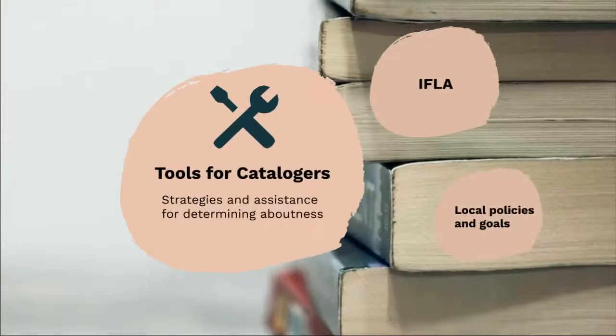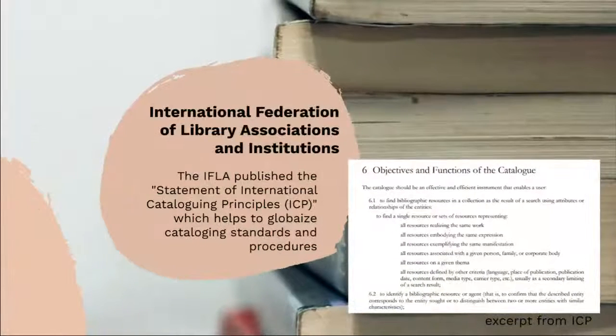Tools. Tools for catalogers. Strategies and assistance for determining aboutness. The International Federation of Library Associations and Institutions published the Statement of International Cataloging Principles, which helps to globalize cataloging standards and procedures.